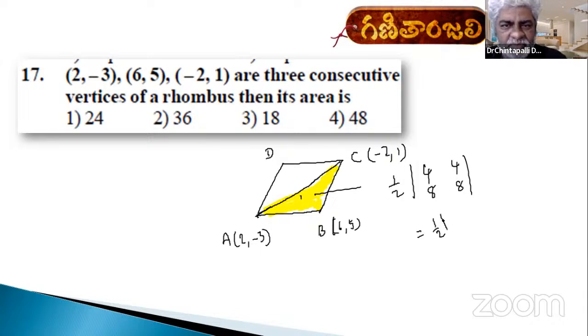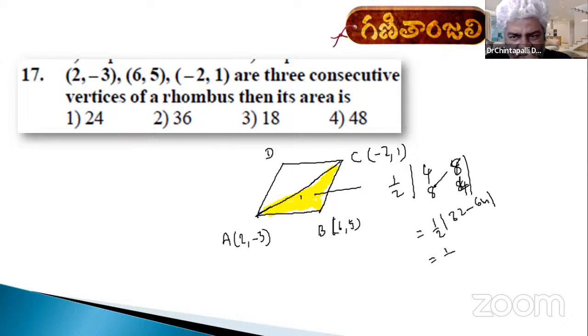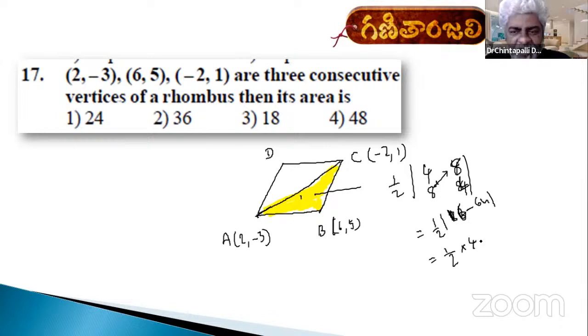6 minus 2, 4. 6 plus 5 plus 3, 8. It is 8, it is 4. Accuracy is very important, right? 8 times 8 is 64, and 4 times 4 is 16. 16 minus 64, right? Actually 64 minus 16 is 48. It is plus 48, right?